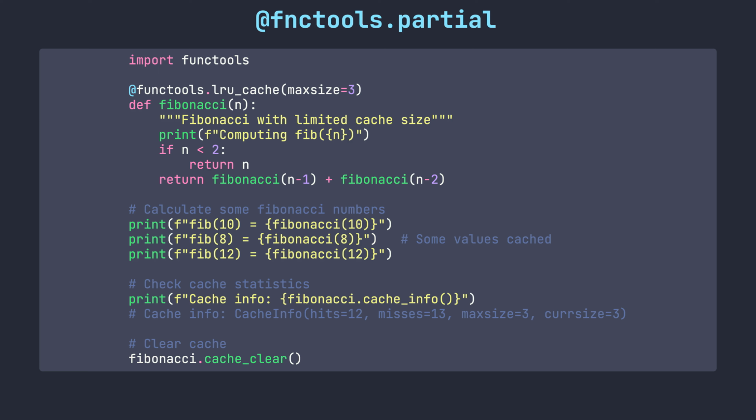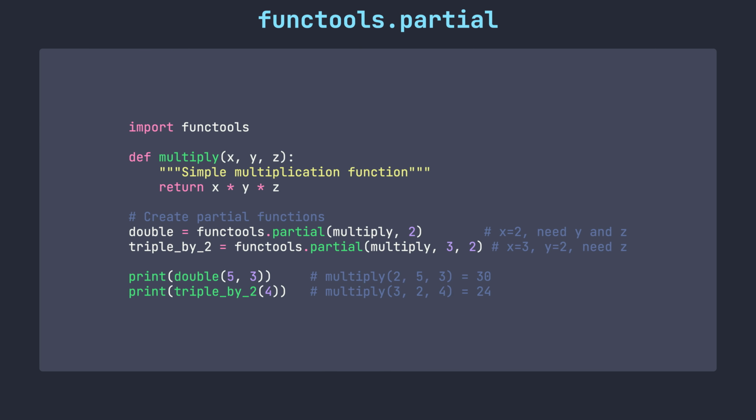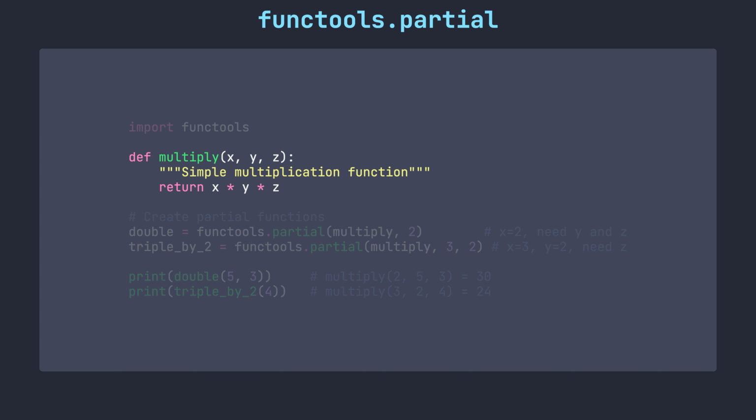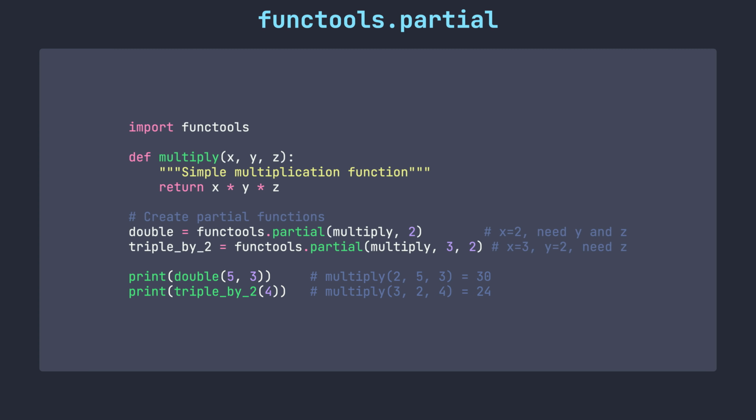Next is partial. Functools partial creates a new function with some arguments pre-filled, starting with a simple multiply function that takes 3 arguments. We can create a partial function double with x preset to 2. Now double only needs 2 arguments instead of the 3. Similarly, triple by 2 function has both x and y pre-filled. This is useful for creating specialized functions from general ones.